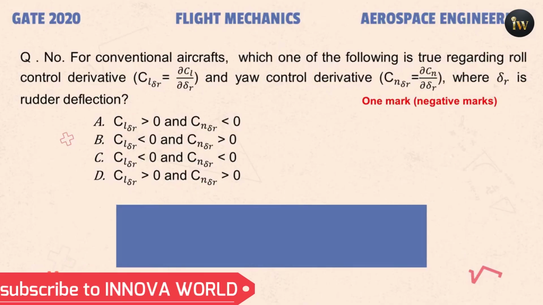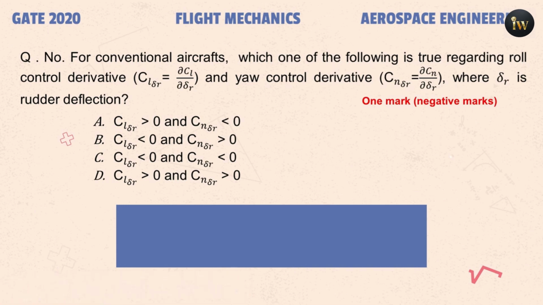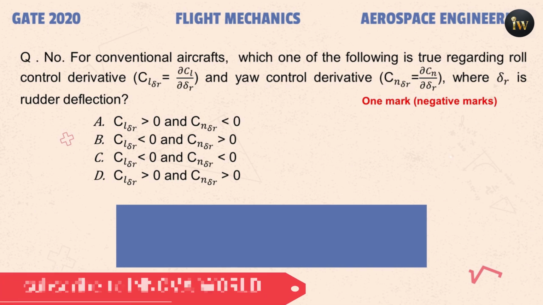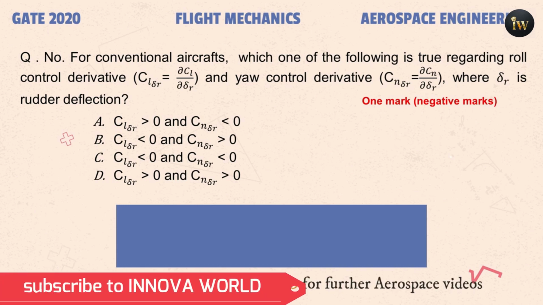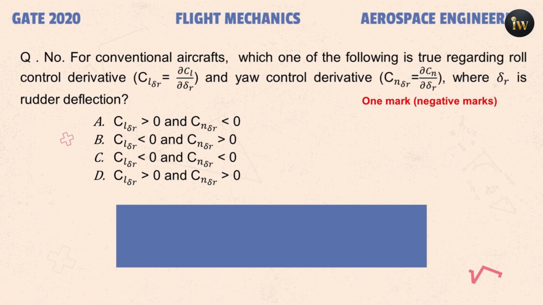Let's proceed to today's topic. First question. For conventional airplanes, which one of the following is true regarding roll control derivative and yaw control derivative, where delta R is rudder deflection? They have given 4 options.